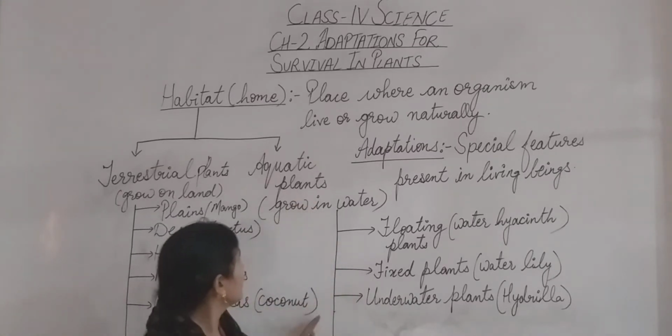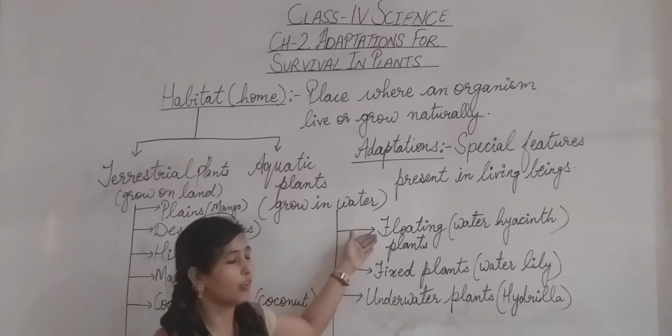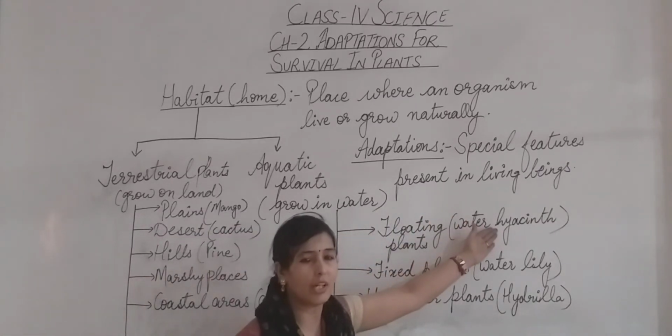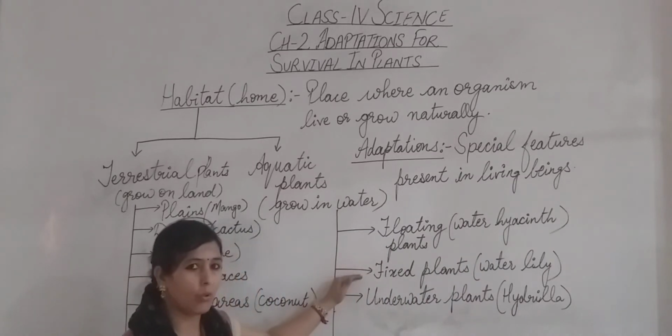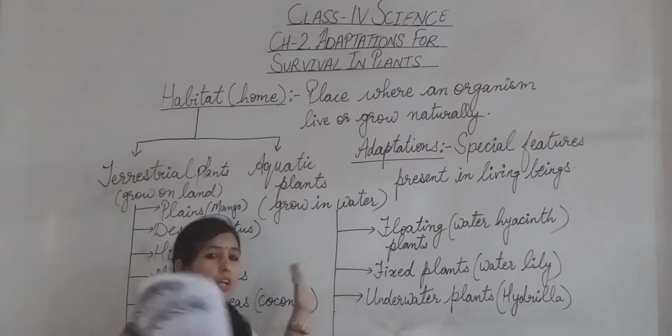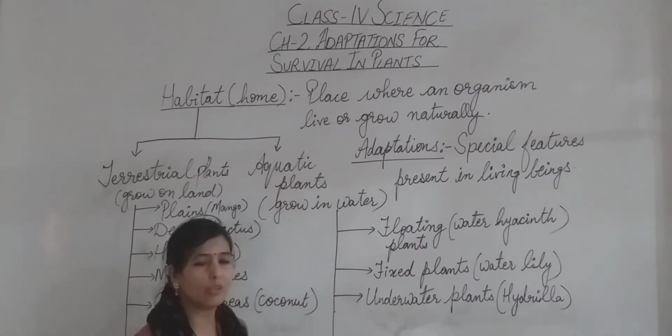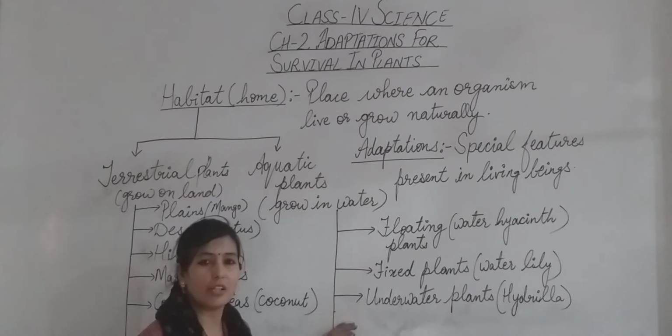So aquatic plants are categorized into three. Floating plants float on water, and a common example is water hyacinth. Fixed plants, that is water lily, are fixed on the water surface and their leaves are also very broad. Underwater plants are submerged inside the water and their leaves are very small, needle shaped and form a ribbon pattern.